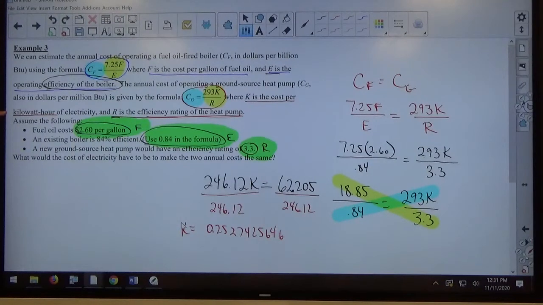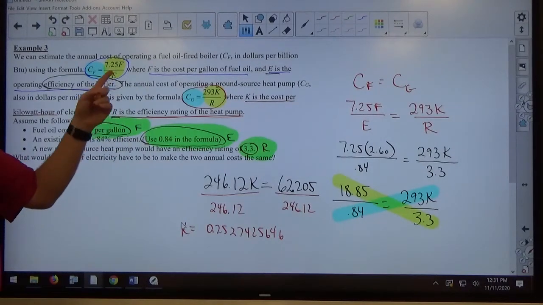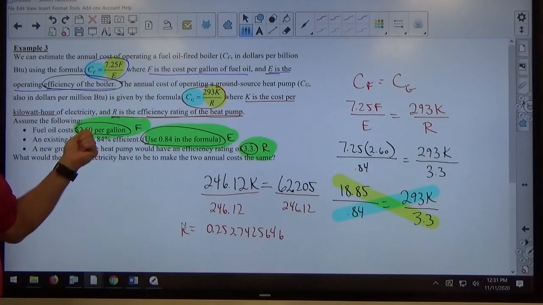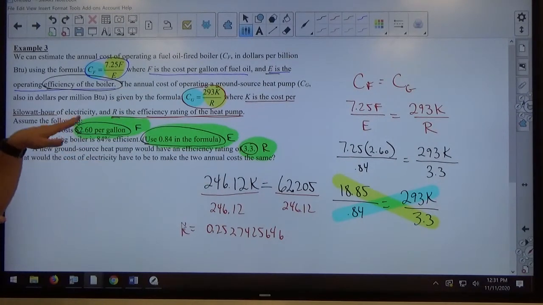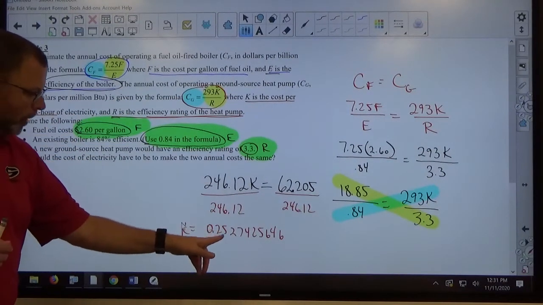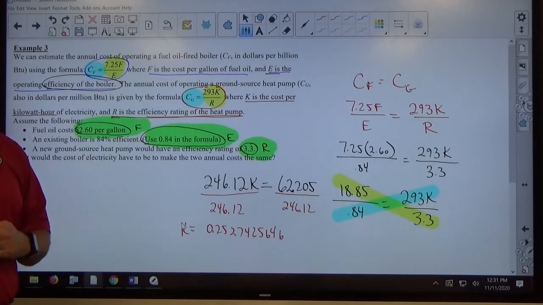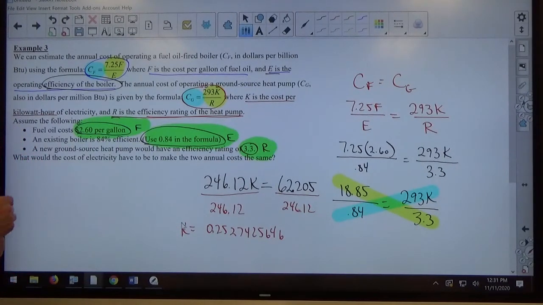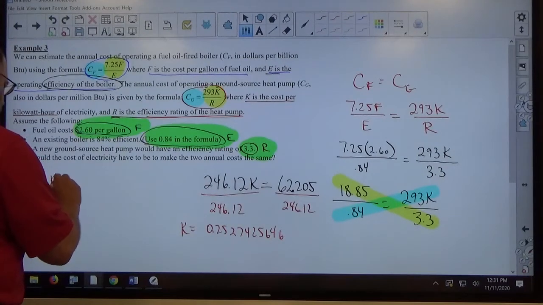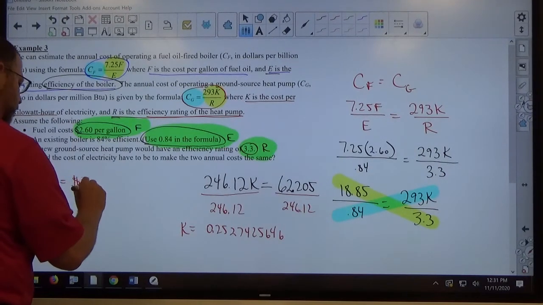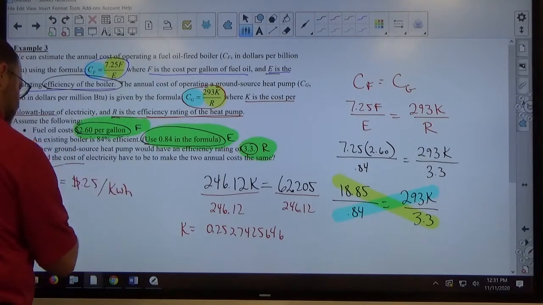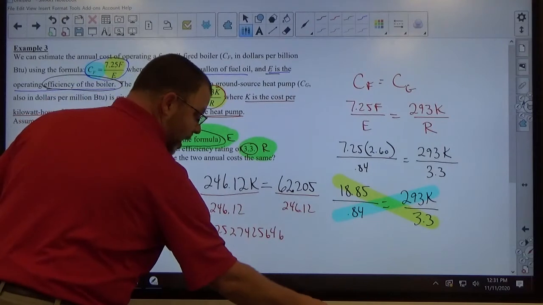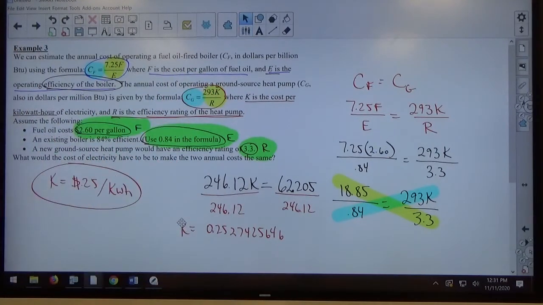K is the cost per kilowatt hour. Since the other cost was in dollars per gallon, this should be dollars per kilowatt hour. 0.25 is a quarter of a dollar, better known as 25 cents, right? So the cost that gets them equal would be rounded to the nearest cent, 25 cents per kilowatt hour. I did round that so it won't be exactly equal, but it'd be pretty close.